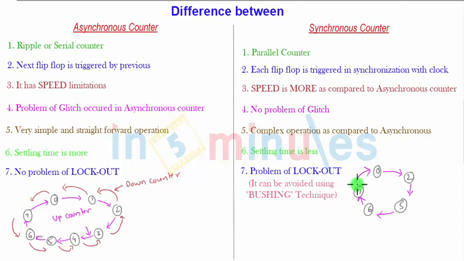Now state numbers 1, 3, 4 are not used here. So if somehow the counter jumps out of the sequence and goes to 1, 3, 4, then it will roam in 1, 3, 4, 1, 3, 4 only. That is called the problem of lockout in the case of the synchronous counter, which can be easily avoided using the bushing technique. The bushing technique is particularly discussed in the design of the synchronous counter, so you can watch that video.